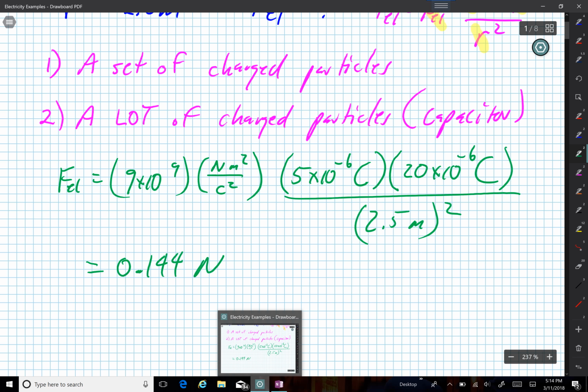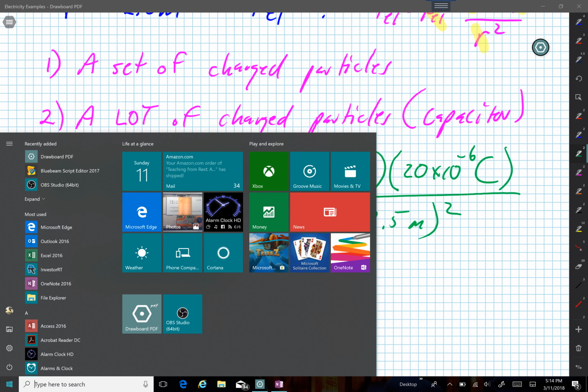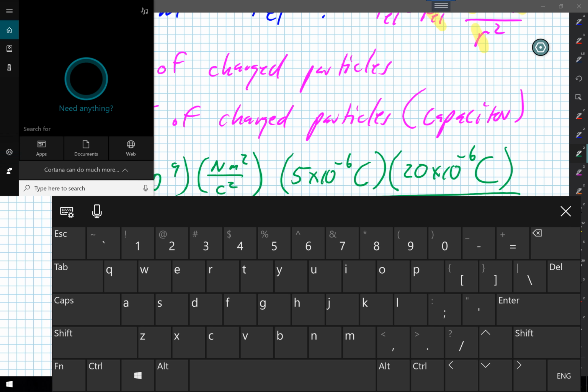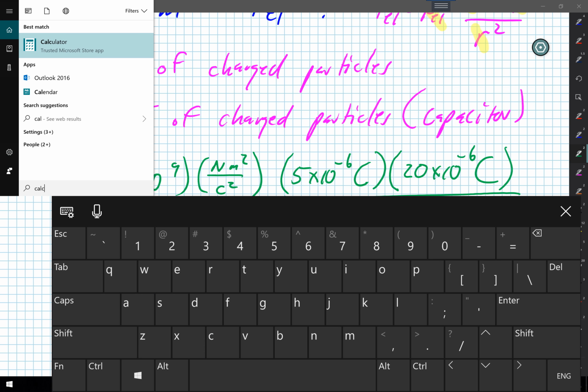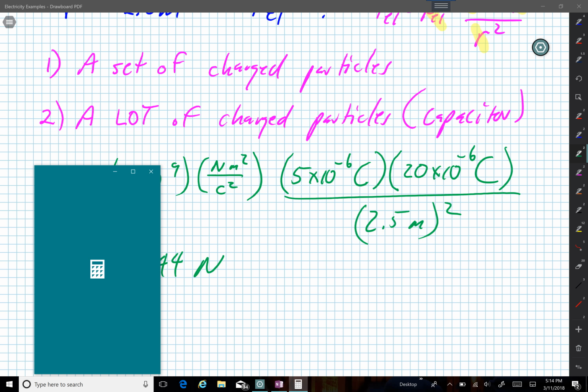Newtons. And I did it again. I turned off my calculator, which I did not want to do. Let's just get that back. There we go.